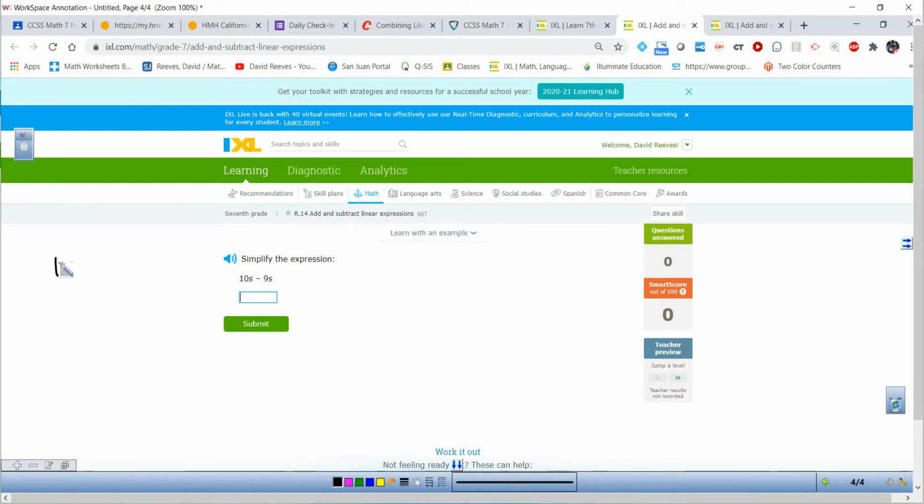All right, so let's just do a quick reminder of what a like term is. Remember, terms are parts of expressions, so 10s is a term, and 9s is a term. Remember, the s's are called variables, and the 10 and the 9 are called coefficients, right? So this would be a two-term expression. The first term would be 10s, the second term would be 9s, okay?